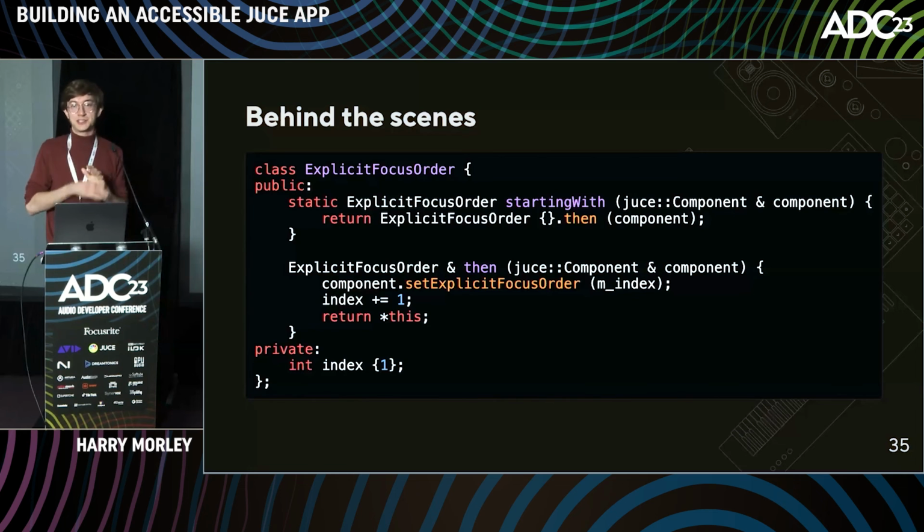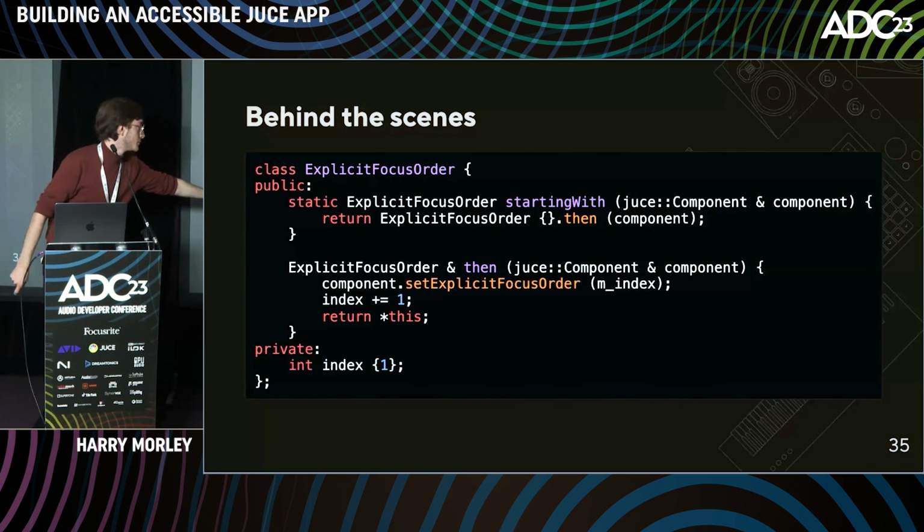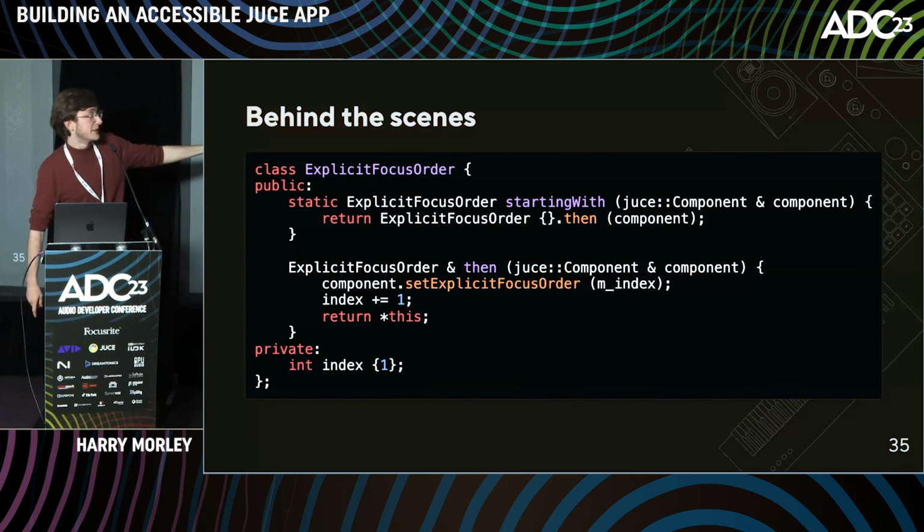And what that allows you to do is then use a kind of builder style pattern to build up the order. So you can call starting with, and then we'll set the explicit focus order, that manual method, with an internal counter that then increments every time you call then. So it's kind of neat. Yeah, we use it quite a lot for our software. So let's have a go.